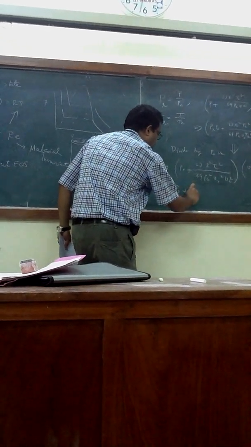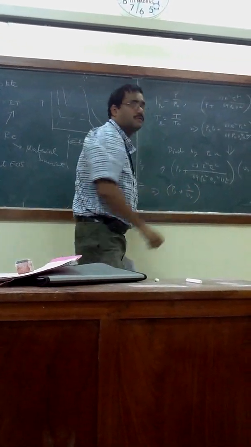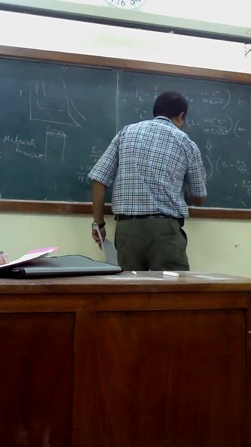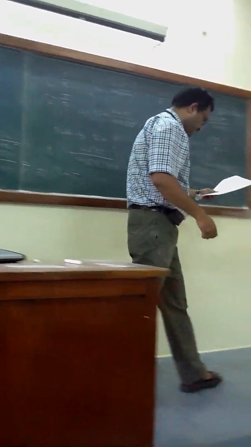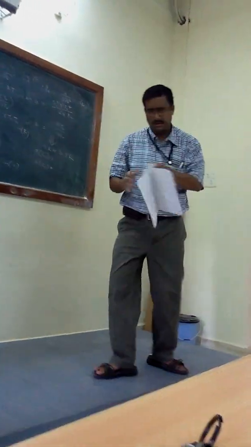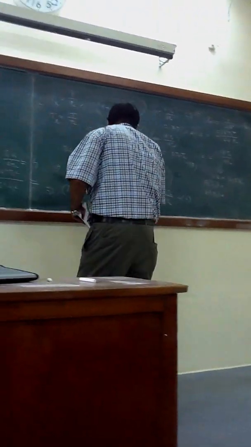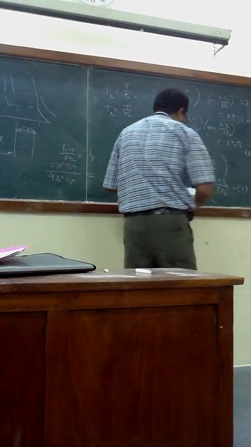PR plus 3 by VR square, VR minus, 3. Not 3, 1 by 3. Equals to.